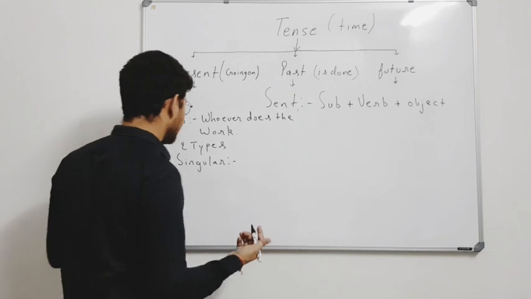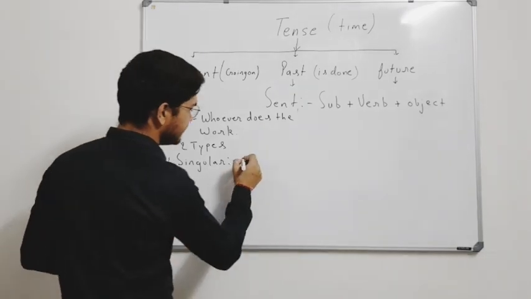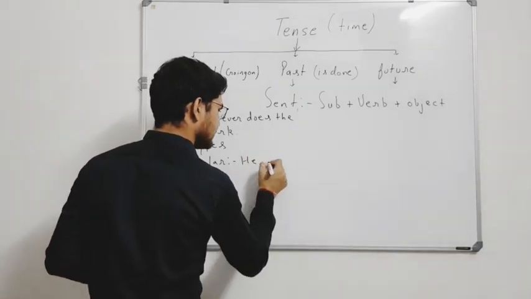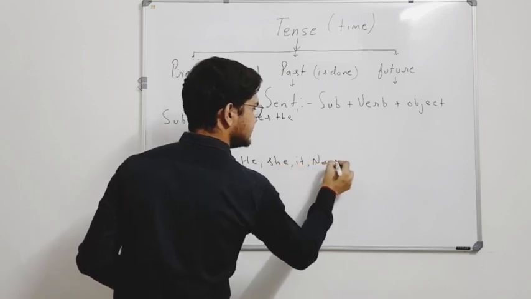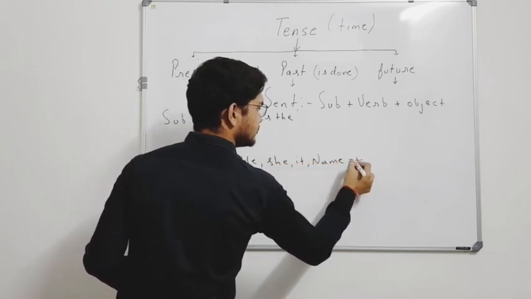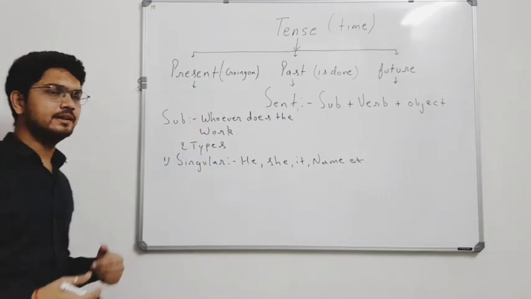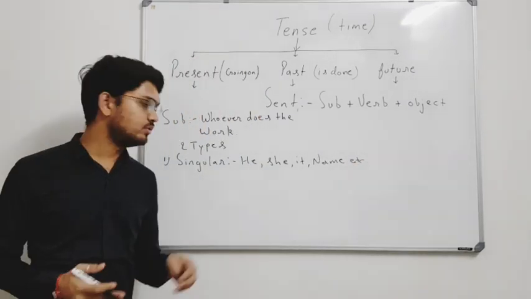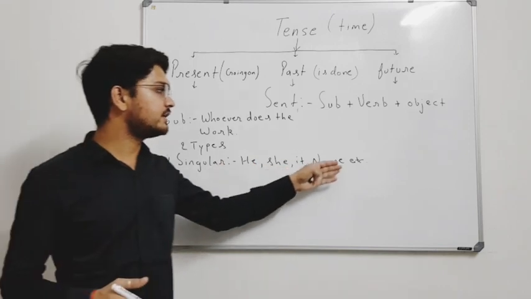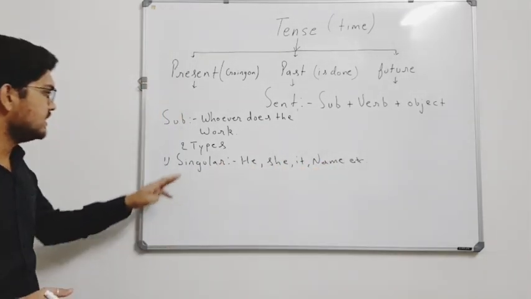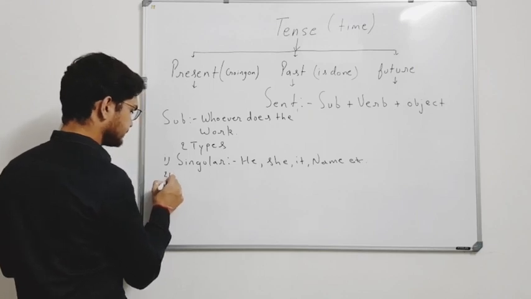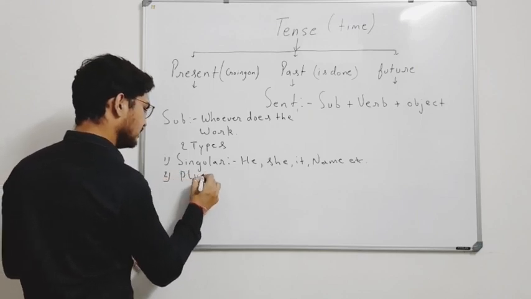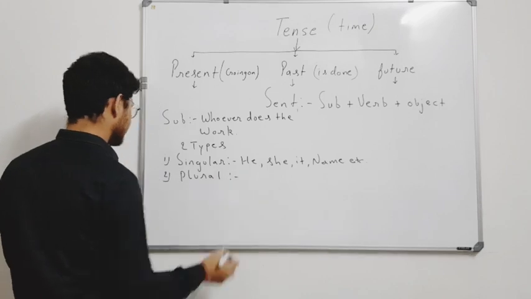So what do we count in singular? Singular is like he, she, it, and anybody's name, etc. We count all these things in singular. After that we have the second, that we call plural. We have a plural subject.